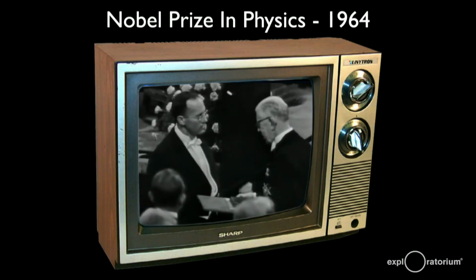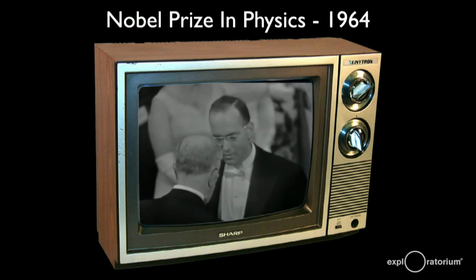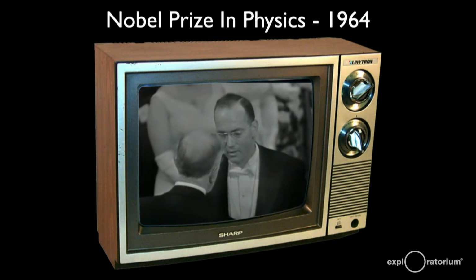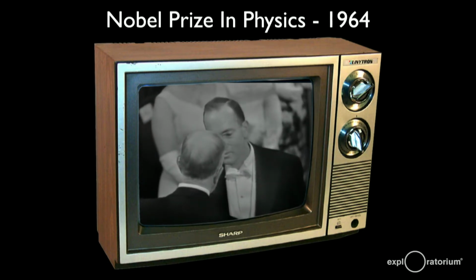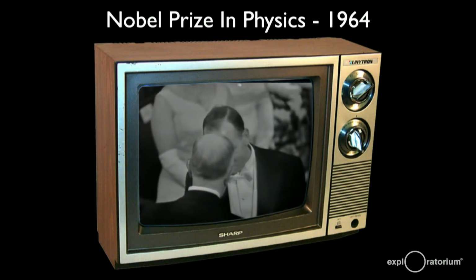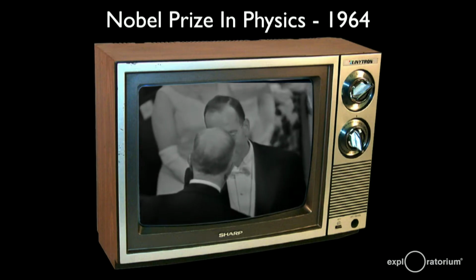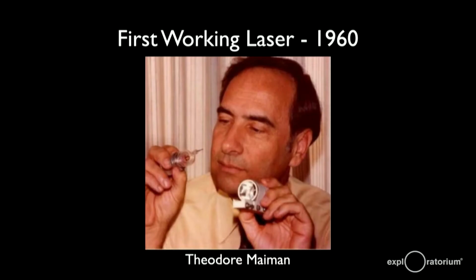As a matter of fact, Charles Townes was awarded the Nobel Prize in 1964 for the invention of the laser. And here you see him accepting the award from the King of Sweden. Even though they invented the concept of the laser, they didn't actually invent the laser itself. They never built a working laser. It took until 1960 for this guy, Theodore Maiman, at Hughes Aircraft Company in Southern California, to build the first actual working laser. And you can see here he has it.